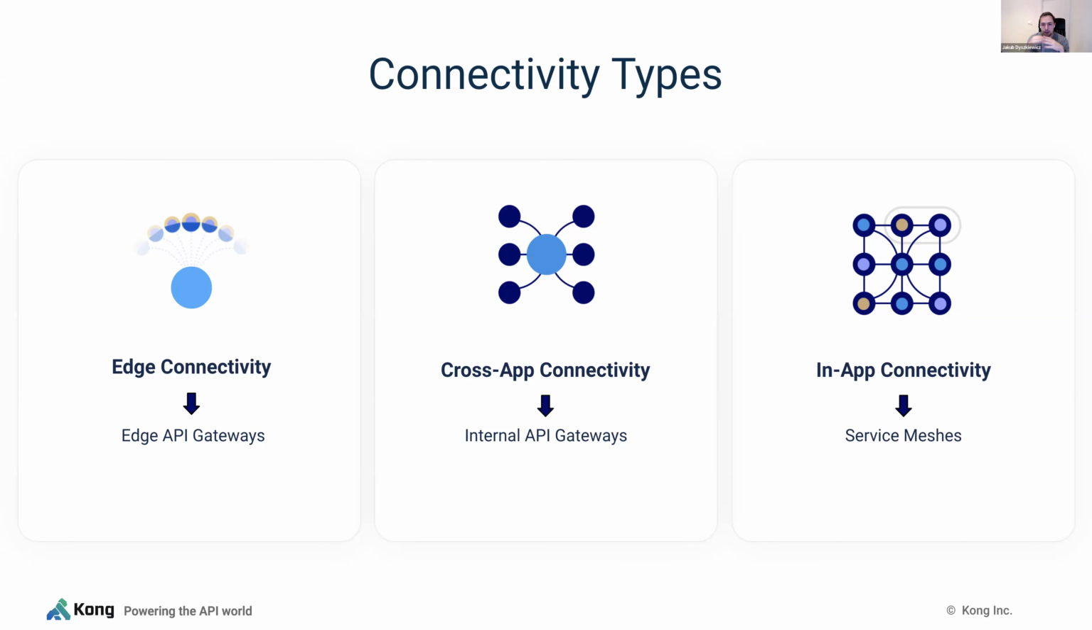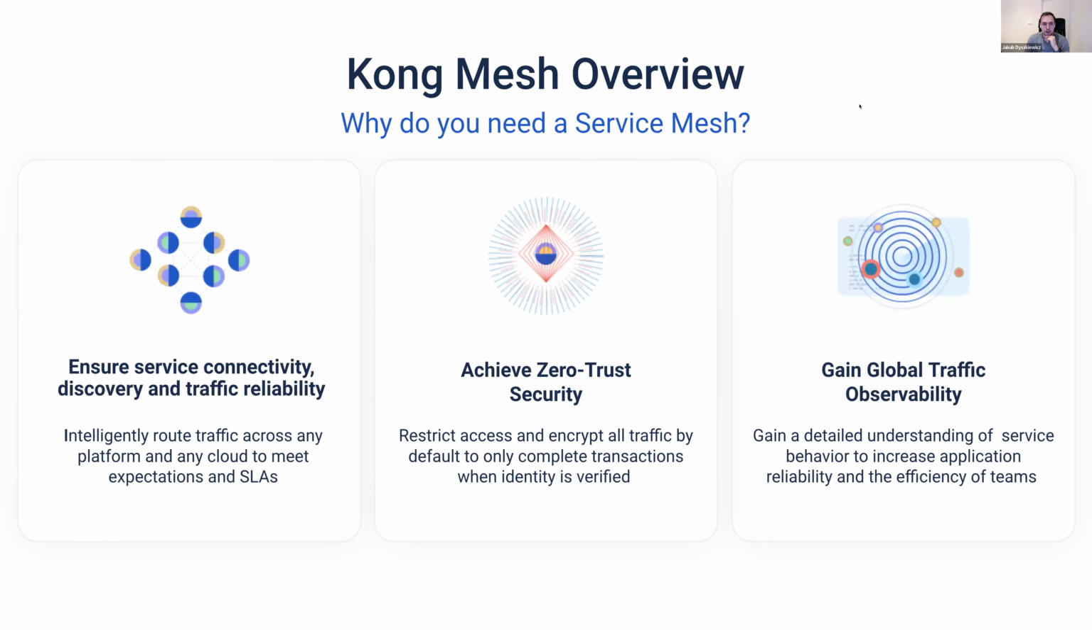And the last connectivity type is in-app connectivity. So that's basically your regular service-to-service communication, which is implemented by service mesh. So today we will be focused on the edge connectivity and more importantly on the service mesh. So why do you even need a service mesh? There are actually three main reasons why you need a service mesh.